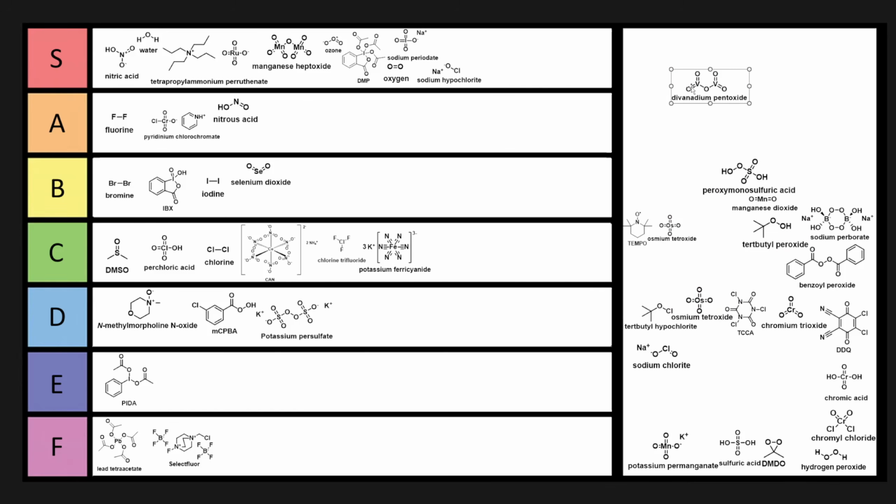Now, divanadium pentoxide. This is used in the synthesis of sulfuric acid from sulfur dioxide. So first they convert sulfur dioxide into sulfur trioxide using a divanadium pentoxide catalyst. I don't personally know of too much use of this in traditional organic synthesis, but it's a really cool reagent, especially to see an early transition metal utilized as an oxidant. So it's kind of cool. I'm going to put it in E tier.